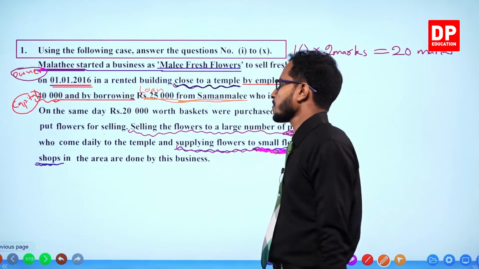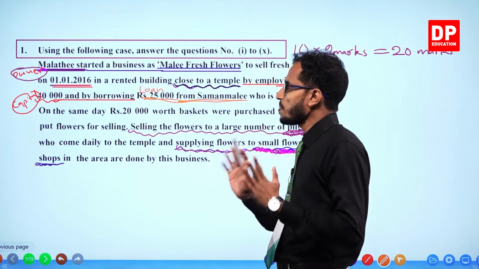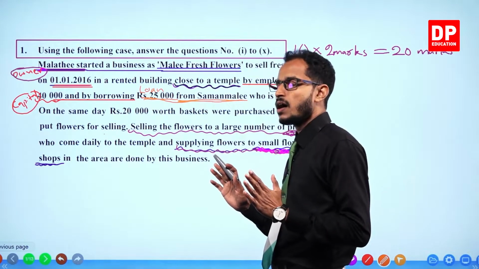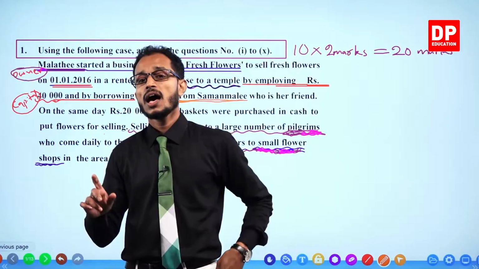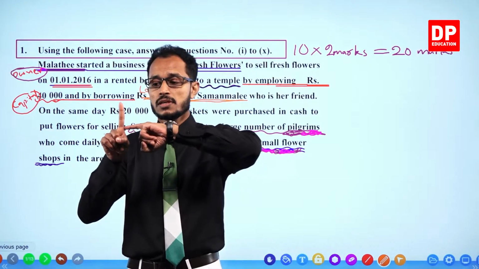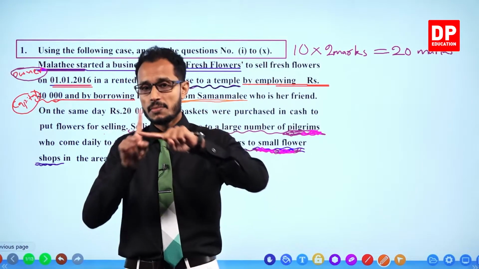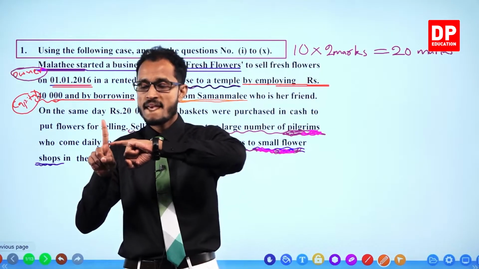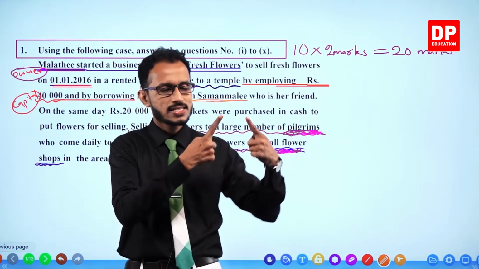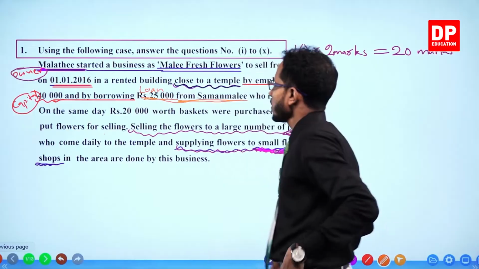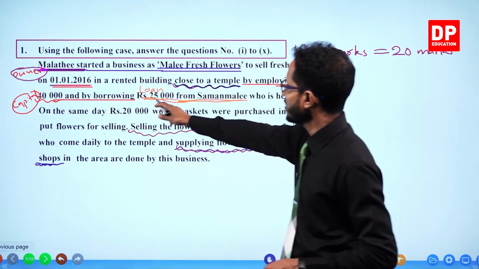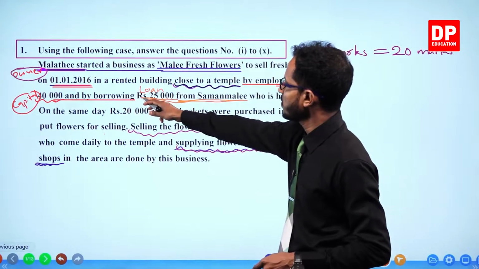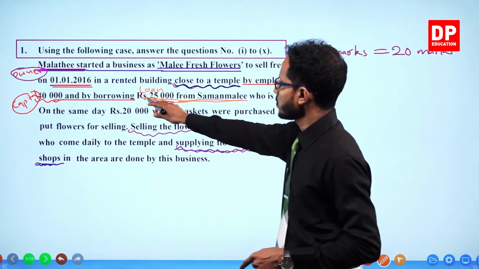No, you don't have to. Just write on the very first day how much capital and how much liabilities are in the business, and capital plus liabilities equals assets. So capital is 40,000, and the loan liability is 25,000.